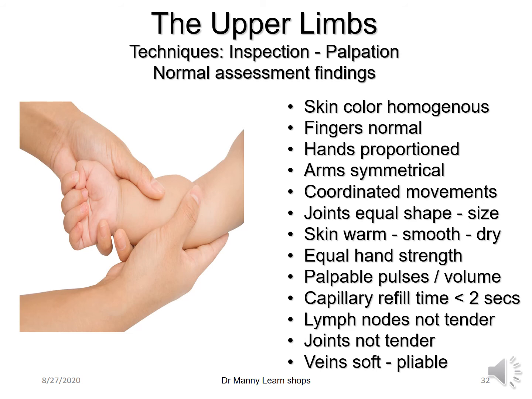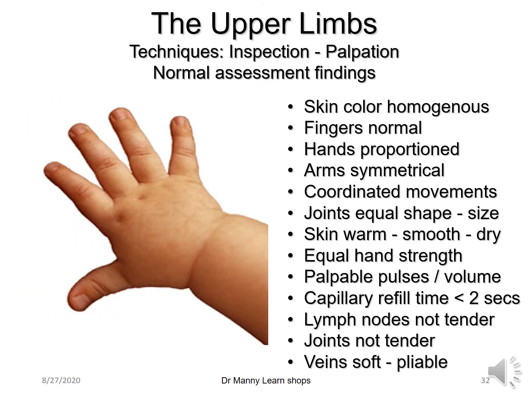Pulses when you palpate are of equal volume and strength. Capillary refill time, centrally and peripherally, is less than 2 seconds. Lymph nodes are not tender in the axilla. The joints are not tender. The veins are soft and pliable. They've got a thumb and four fingers.